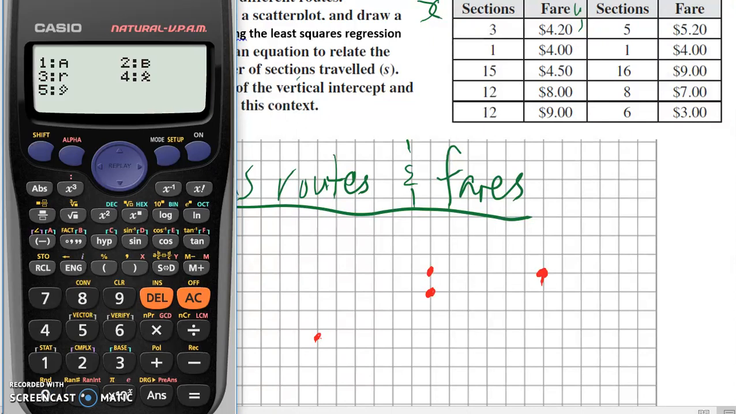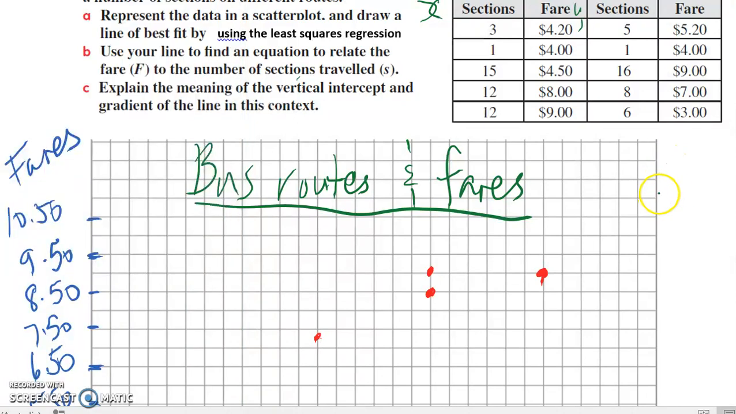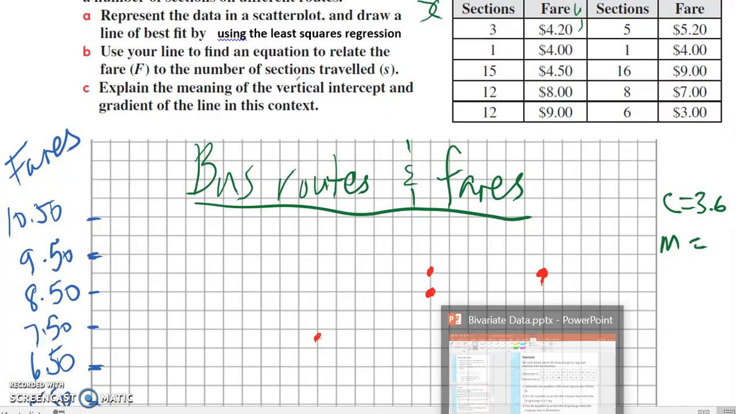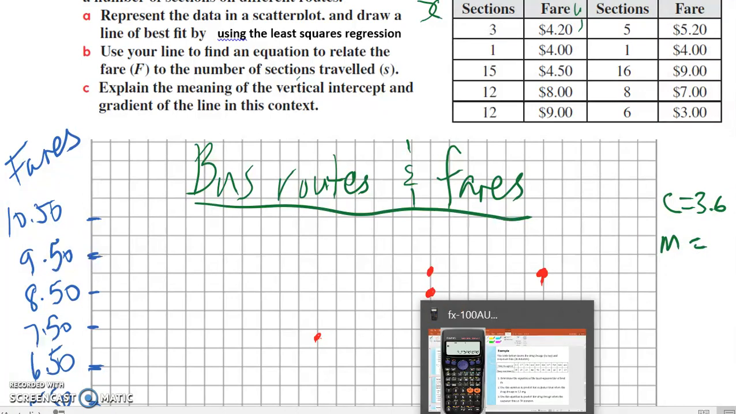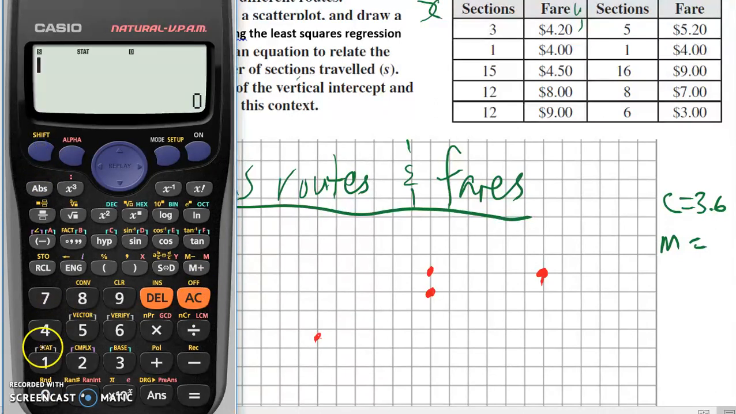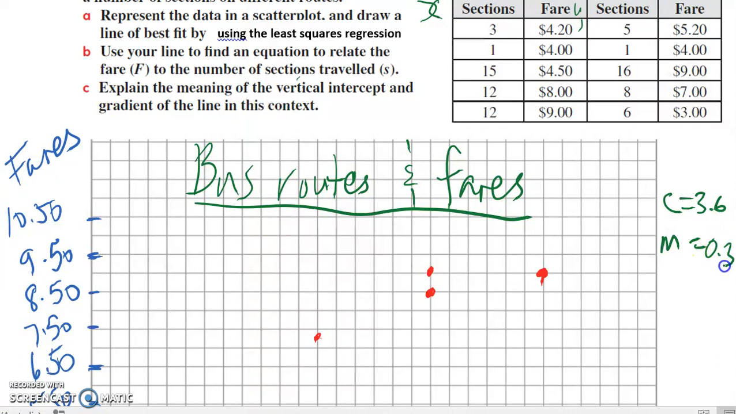So let's get our values. To start off, we're going to press 1 and get our y-intercept. So we press 1, which is the A equals, and we've got our y-intercept of 3.6. So I'm going to write down over here that C is 3.6. And I also need to get my gradient, which was the B value on the calculator, remember? So I'm going to clear it, press Shift 1 again, regression 5, and this time I want to hit 2 for B. And this is going to be my gradient, which is 0.3.